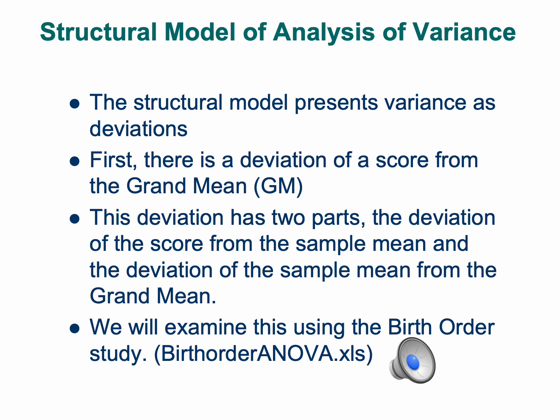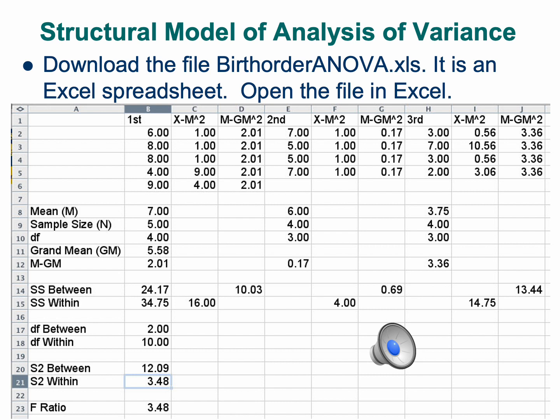The deviation of the score from the sample mean that it comes from, and the deviation of the sample mean from the grand mean. And now we're going to examine this using a simple 3-group model that studies 3 different birth orders and how that influences or may or may not influence a dependent measure. But we're just using this as an example of how to calculate these deviations. The first step in this model is to download the file here.